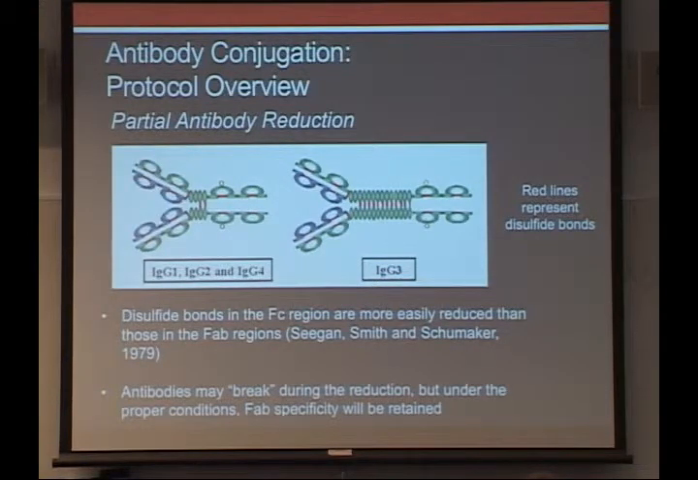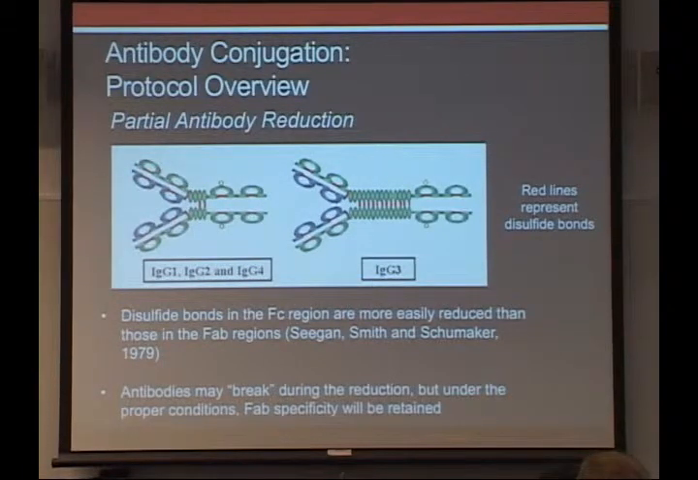If you look at the structure of an IgG, you'll see those red bars are the disulfide bonds that hold this molecule together. And there are several in the Fab regions and in the Fc regions. Importantly, the disulfides in the Fc regions are actually more easily reduced than those in the Fabs, which is the principle that allows us to conjugate these antibodies in the first place using that bismaleimide linker. And those disulfide bonds are also holding the two arms of the antibody together in the hinge region.